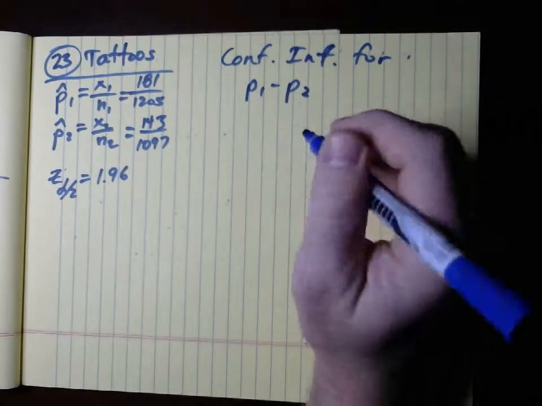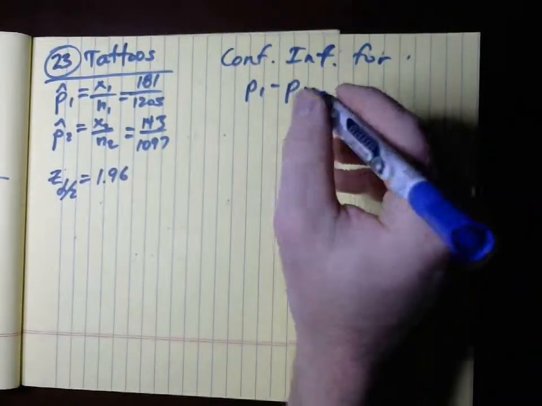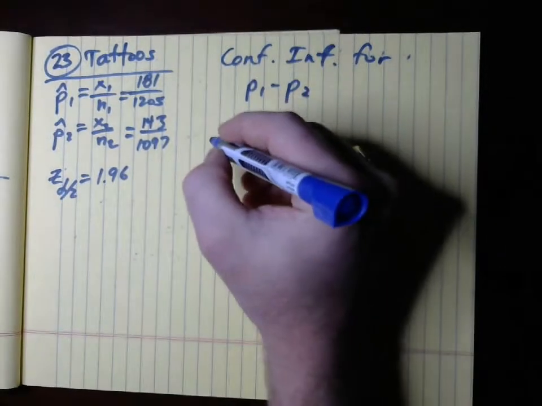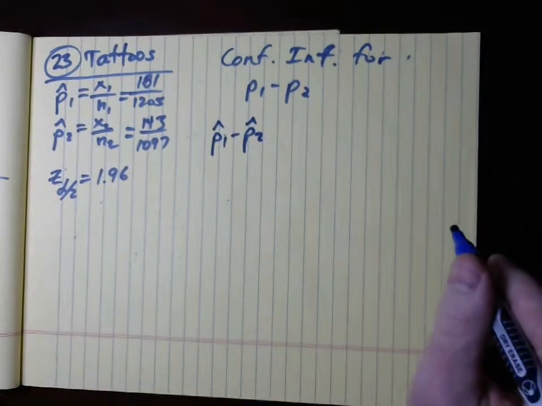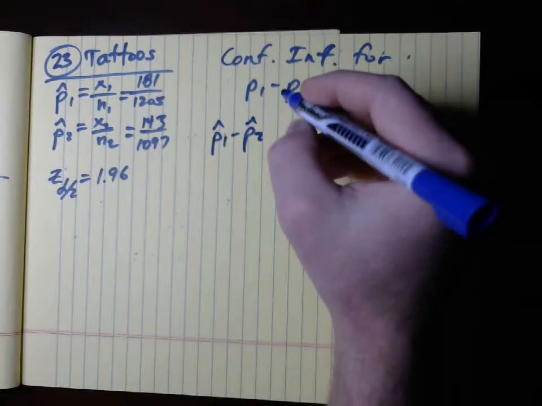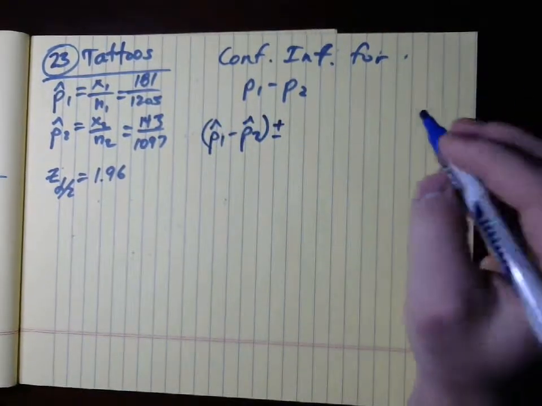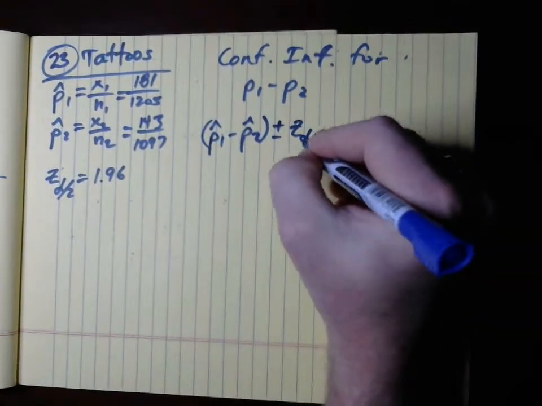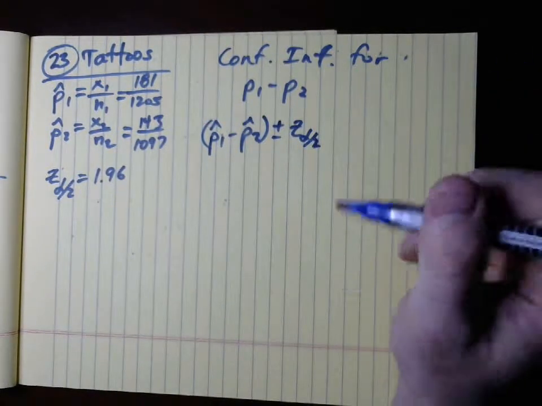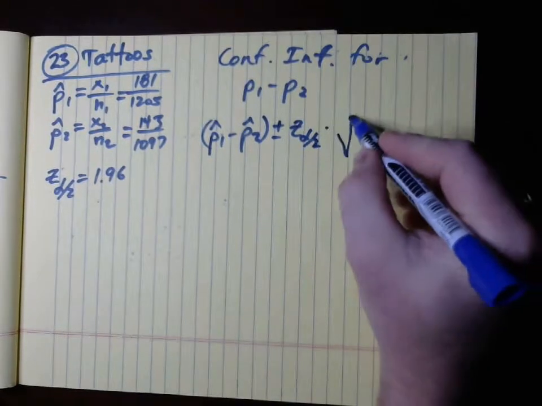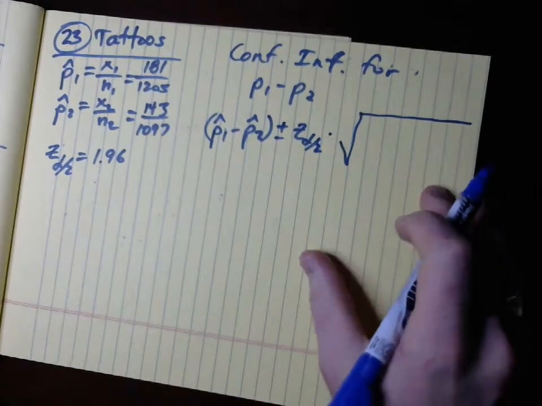And we're going to do that with the sample, inferential statistics. So the confidence interval for P1 minus P2 is P hat 1 minus P hat 2. That's the point estimate, plus or minus, I'm going to put parentheses around it to represent the point estimate, plus or minus Z alpha over 2, same as before, the critical value, times the square root of the standard error.